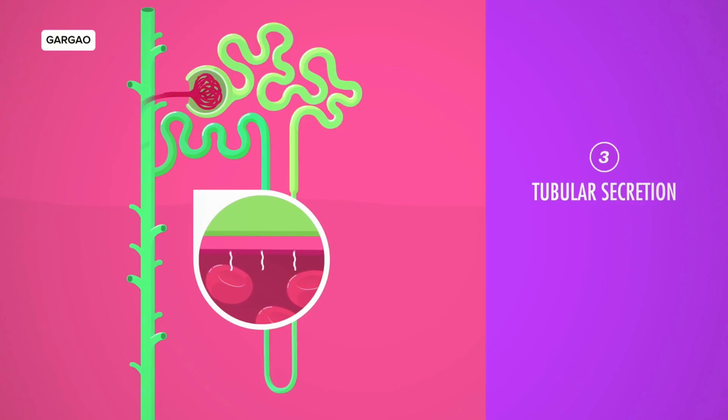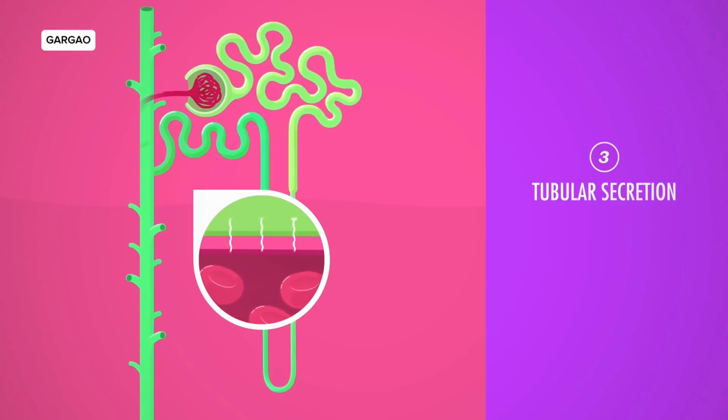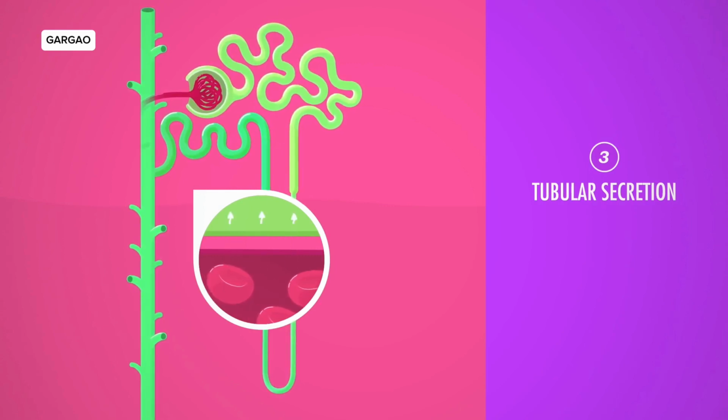Tubular secretion. Certain tubule cells transport additional solutes from the blood into the filtrate. Some of these solutes may not have been filtered by the filtration membrane, as if they are throwaway items that had been left behind in your junk drawer. As with tubular absorption, tubular secretion can be either active or passive.